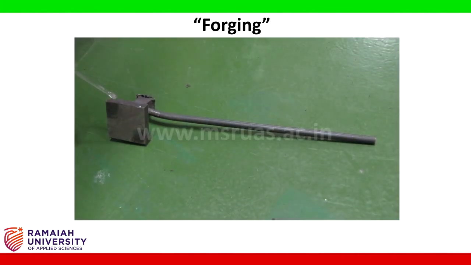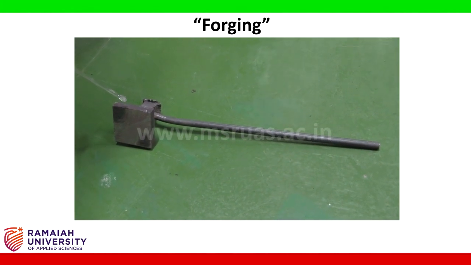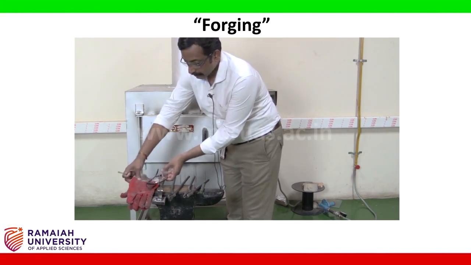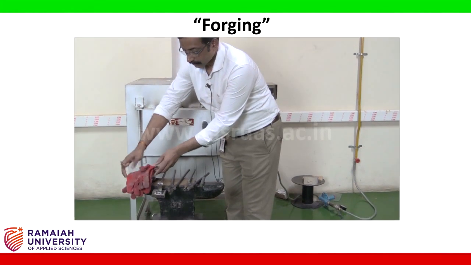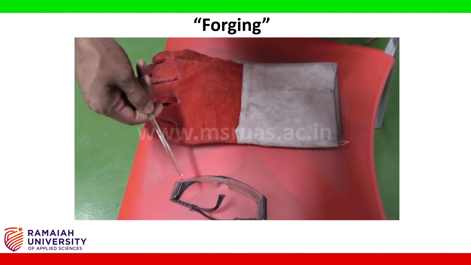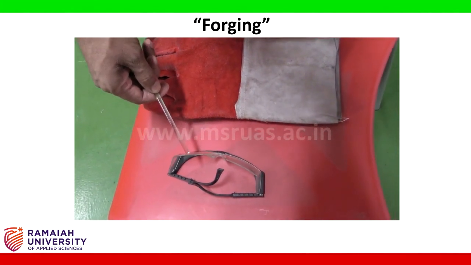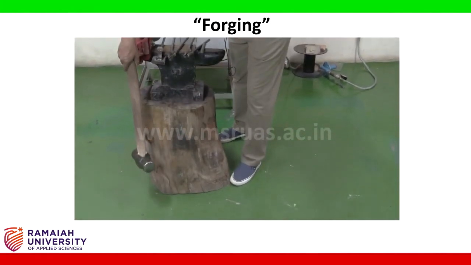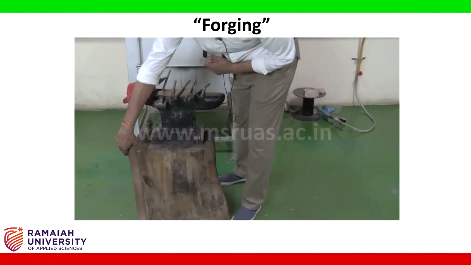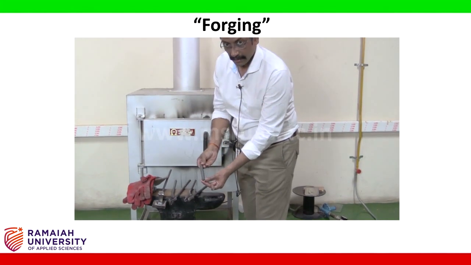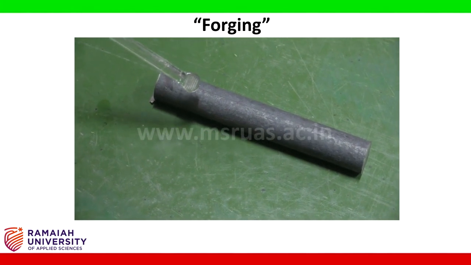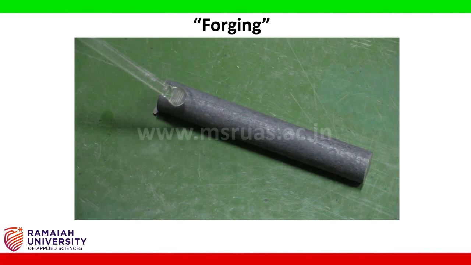Flattener. This is the flattener used to flatten the heated samples. Goggles, safety for eyes. Leather hand gloves are to be worn during forging for safety, and goggles protect our eyes during forging. 8-pound sledgehammer used during forging. Raw material. This is the raw material used for forging, which is a low carbon steel having 16 mm diameter and 100 mm length.